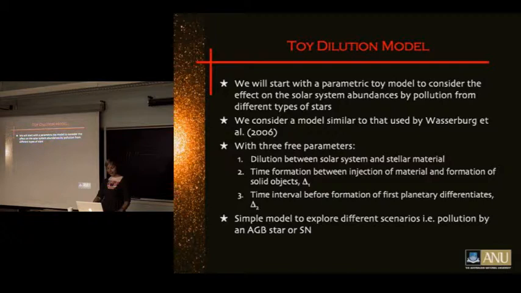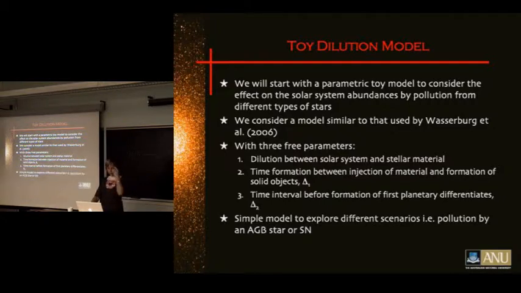Okay, so Jerry has this toy dilution model that we would like to start to play with. It's just parametric, very simple, which has 3 main parameters. It has the dilution between the solar system, or the giant molecular cloud, and the stellar material. It has a time scale, the time difference between the injection of material and the formation of the first solids, and also the time interval between formation of the first planetary differentiates.